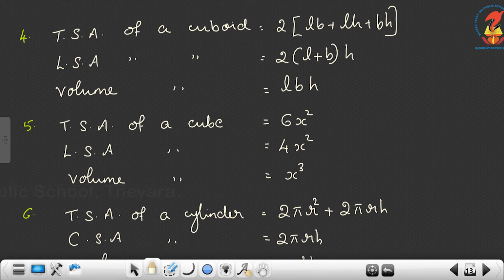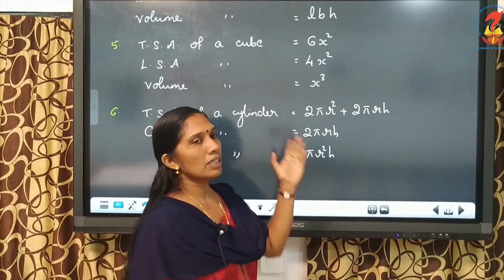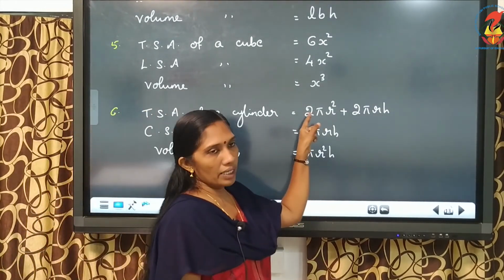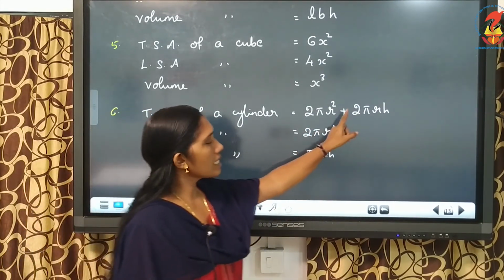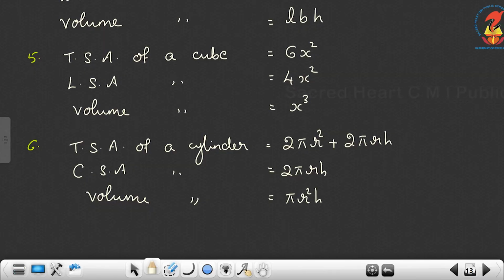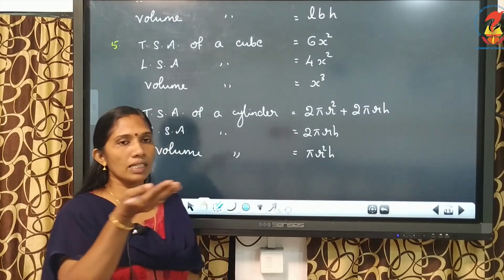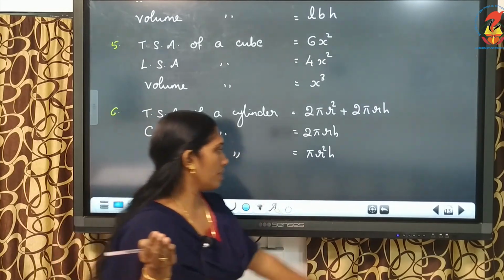Now what is TSA of a cylinder? How many faces for a cylinder? 2 bases and 1 curved face. So 2 base areas means 2 into pi r square, circle shape, plus curved surface area, that is 2 pi r h. CSA of a cylinder is 2 pi r h. This is 2 base area plus CSA. And volume is equal to base area into height. Base is a circle, pi r square into height, pi r square h.